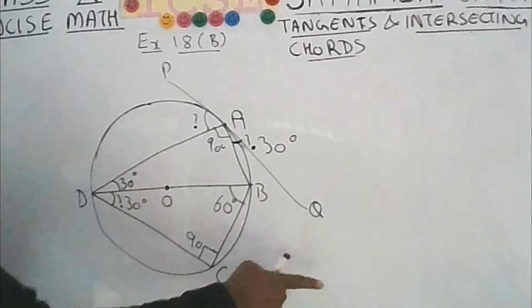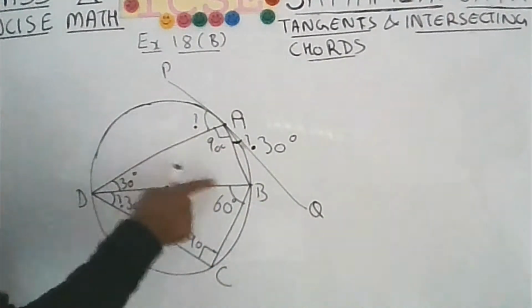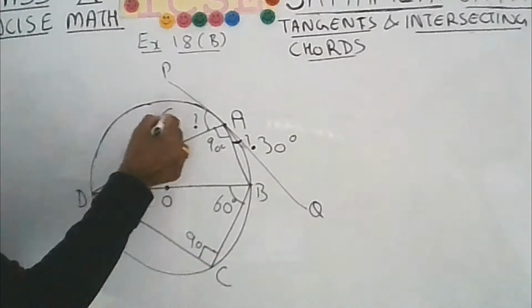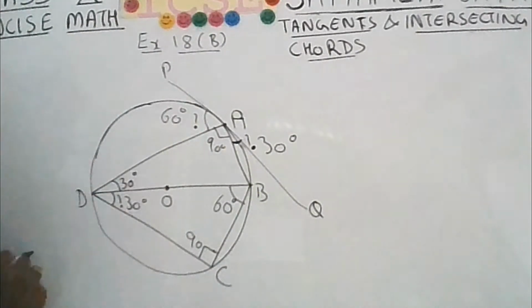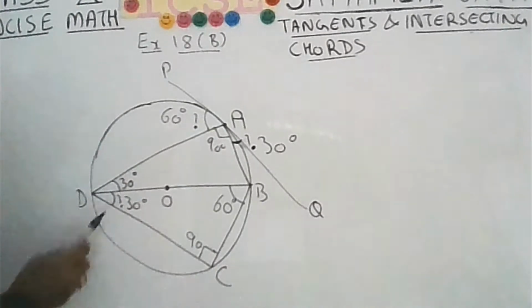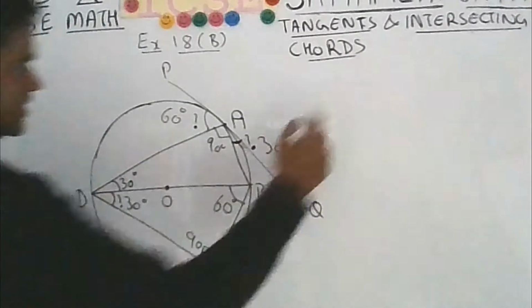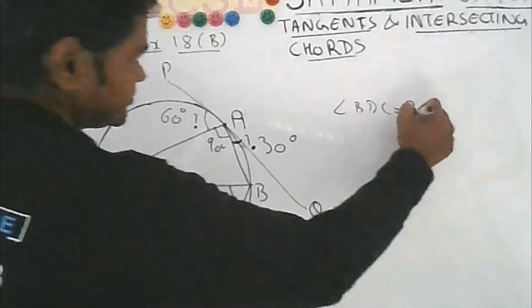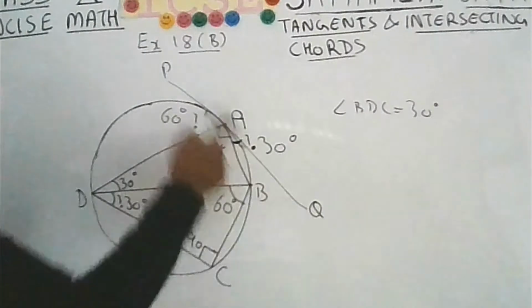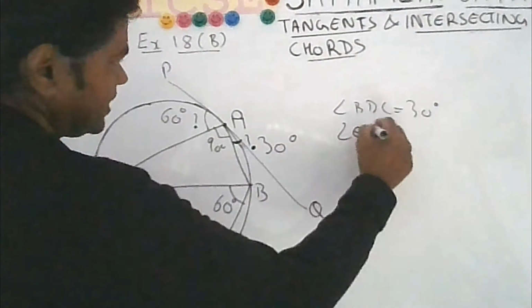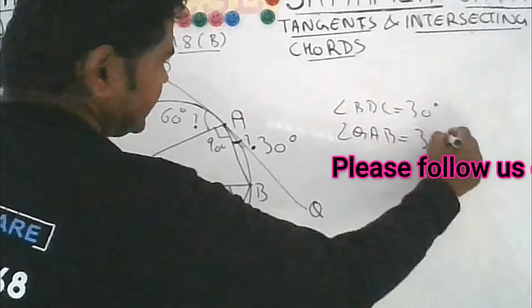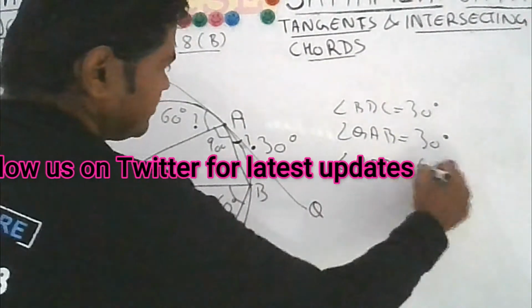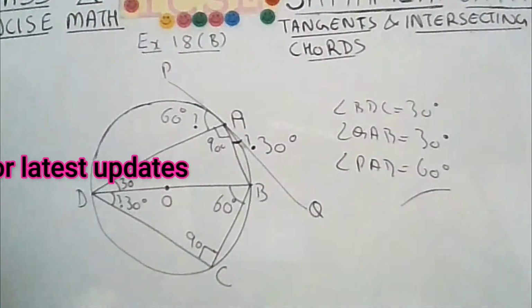Now you know that PQ is the tangent. So whole will be 180. So 90 plus 30, 120. That means the remaining part, this much, will be 60 degree. So the answer will be for angle BDC. Angle BDC, we have determined 30 degree. Then for angle QAB, you will get 30 degree. And angle PAD will be 60 degree.